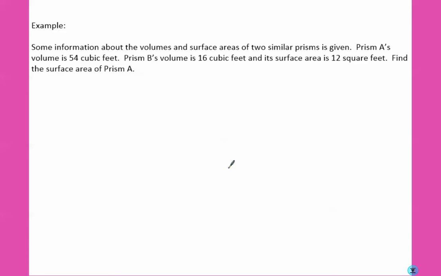Now in this example, we're not given the scale factor. We're going to have to find it. So I'm going to use a highlighter so that I can keep my two different shapes separate. Some information about the volumes and surface area of two similar prisms is given. Prism A has a volume of 54 cubic feet. Prism B has a volume of 16 cubic feet, and its surface area is 12. Find the surface area of A.